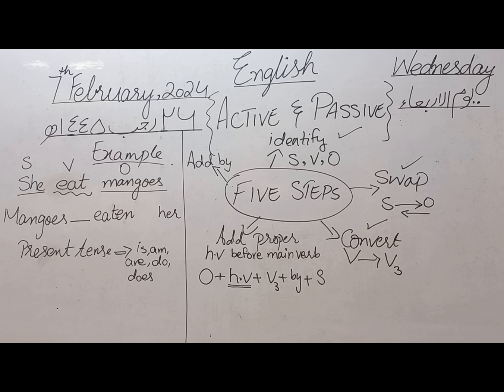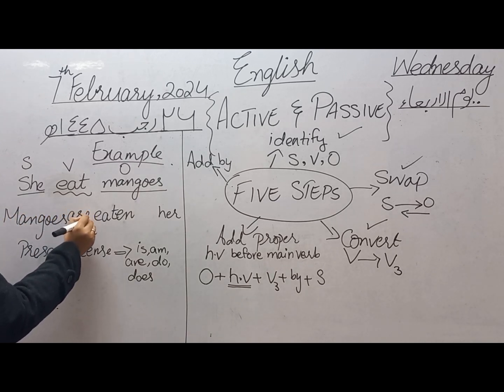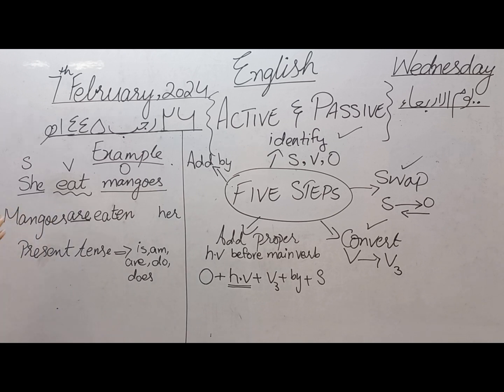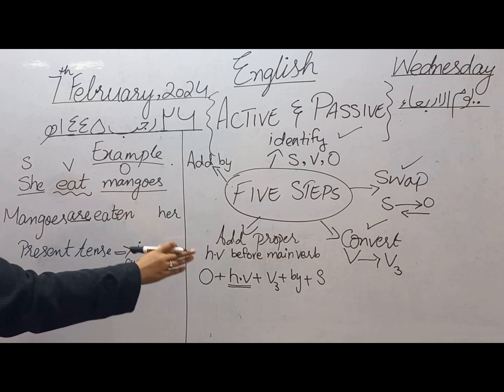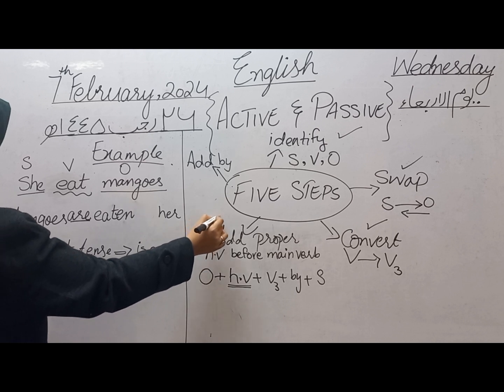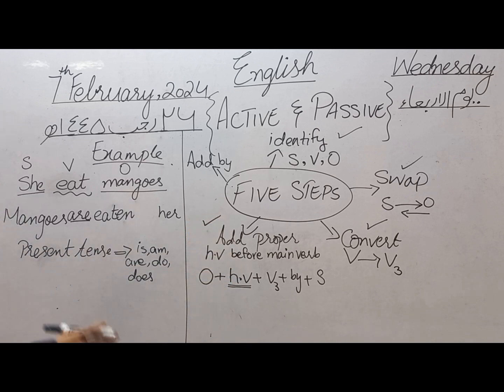Yes, tell me. Mangoes are eaten by, or mangoes is eaten by? Mangoes are plural. So of course, we will use here the helping verb "are". Right? So mangoes are eaten, and then we have done the fourth step as well. We have added the right helping verb successfully according to our need, according to our present tense that was supposed to be used here in the active sentence.